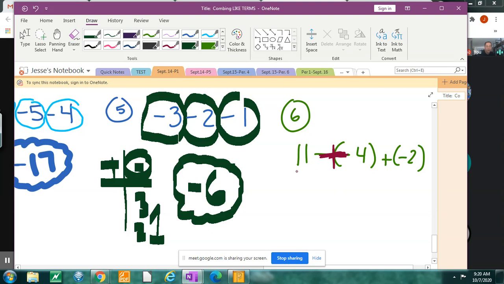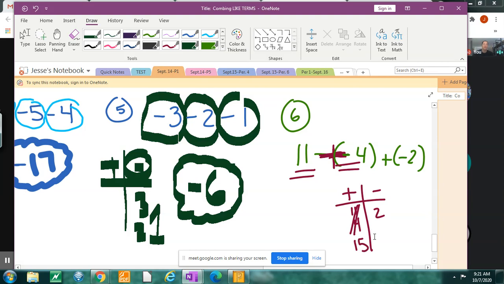So let's do two of them. So let's do the 11 plus 4. That's easy. That's 15. Or you could do the T-chart real quick. See, you get 11 plus 4 and then the -2. So now the 11 plus 4, that's 15 now.